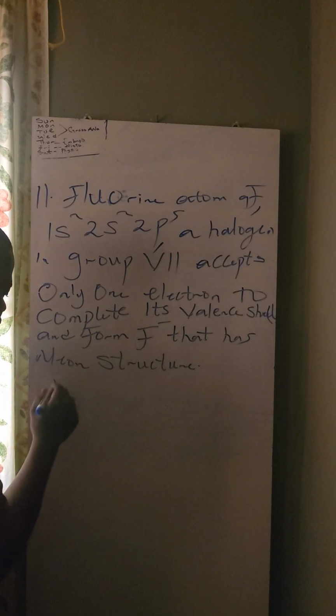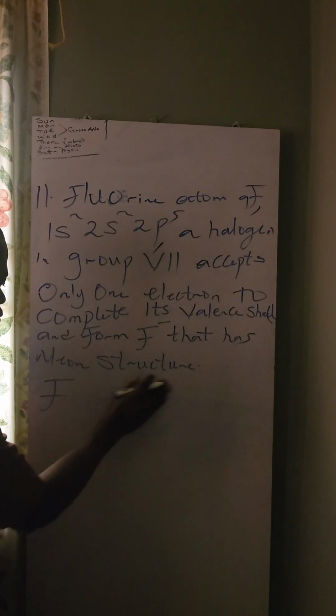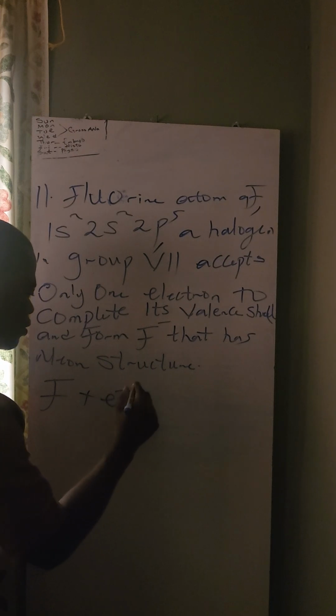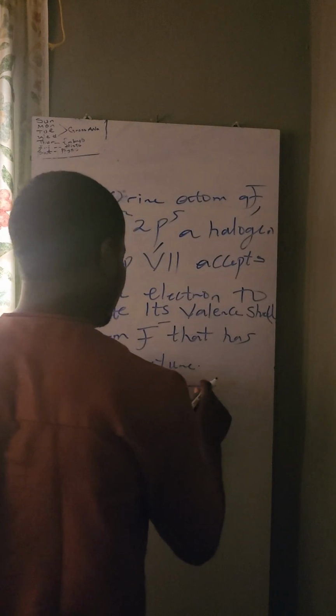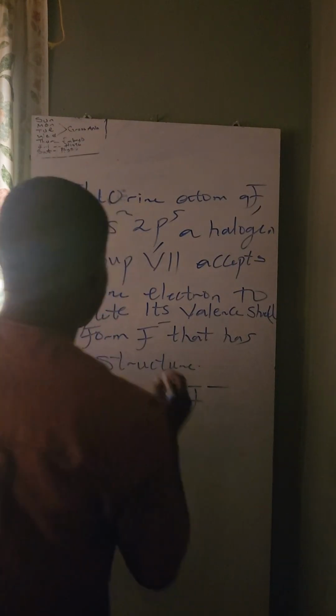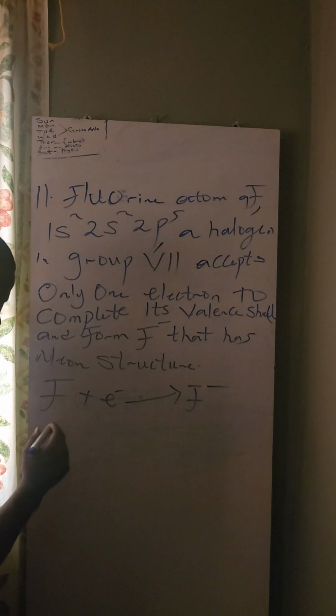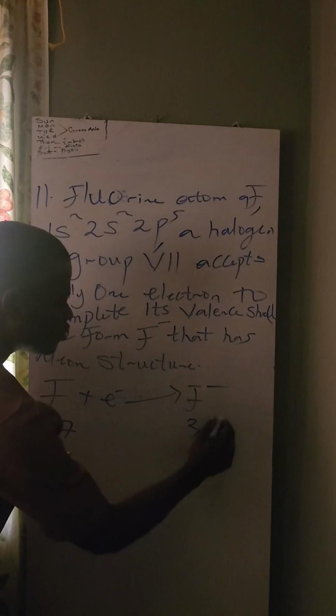That is fluorine here. F gains 1 electron, plus e minus, to form F minus. You look at this here, fluorine is number 9. This here is 2,7 initially, but here it has become 2,8.